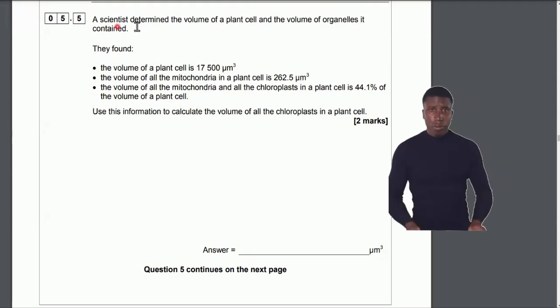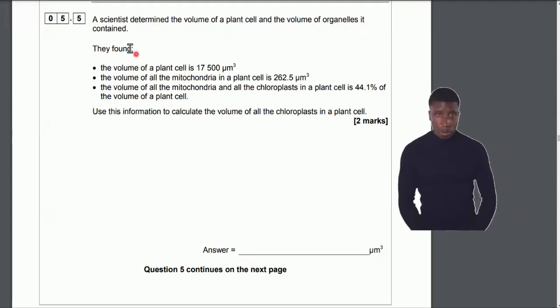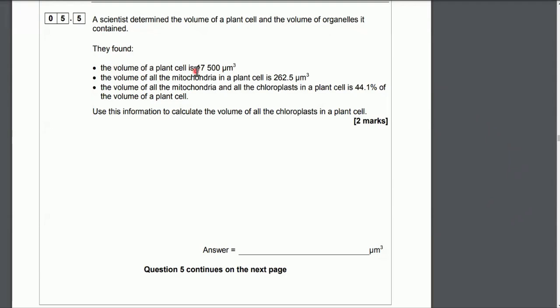Scientists determined the volume of a plant cell and the volume of the organelles contained. They found the volume of a plant cell is 17,500 micrometers cubed. The volume of all the mitochondria in a plant cell is 262.5 micrometers cubed. The volume of all the mitochondria and all the chloroplasts in a plant cell is 44.1% of the volume of the plant cell. Use this information to calculate the volume of all the chloroplasts in the plant cell. This should take you 2 minutes, 2 marks.